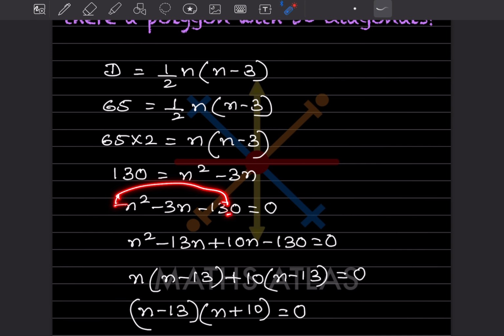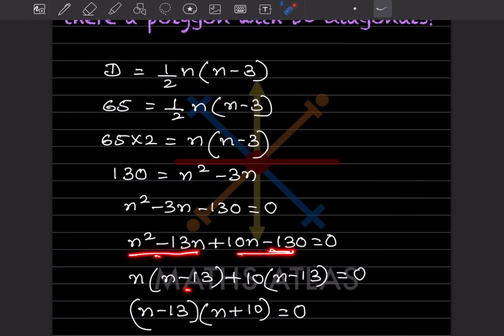So now we will take the factors of 1 into 130. That will be 130, and this is the middle term. So we have to see that we get minus 3n. You can just check and see, that will be minus 13 and plus 10. So that is going to be minus 3. So we can write here n square, this will be split up, minus 13n plus 10n minus 130 is equal to 0. So this we can group it now.